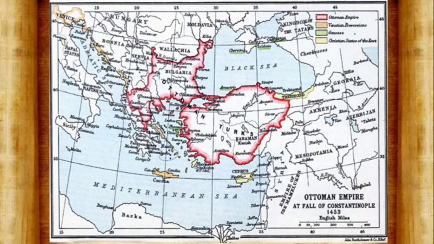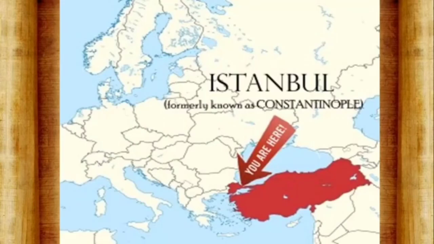Okay, now this is a map, and on the map the reddish portion that you can see is the Ottoman Empire, and this place was ruled by the Ottoman Turks. All right. Now these people captured a very, very important and strategic location called Constantinople. Now this Constantinople is called Istanbul today. So they captured this place.